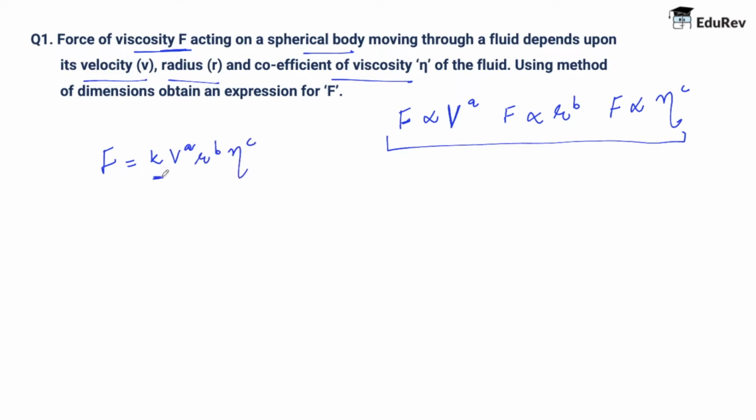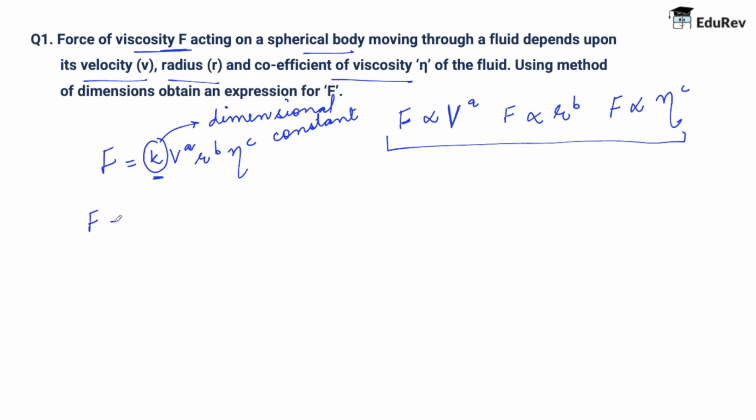So now K is going to be what? K is the dimensional constant. So just keep in mind that it is nothing but a dimensional constant. Alright. So now I'm going to write the dimensional formulas for all the four quantities that we have. That is, we have force, velocity, radius, and coefficient of viscosity. So I'm going to write the dimensional formulas of all these first of all.